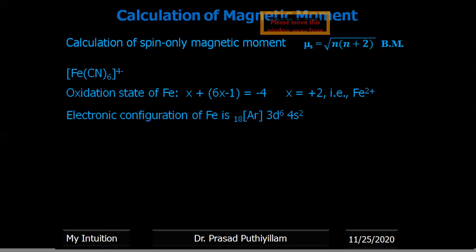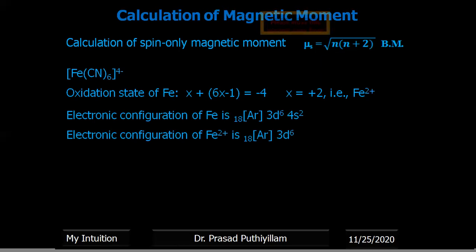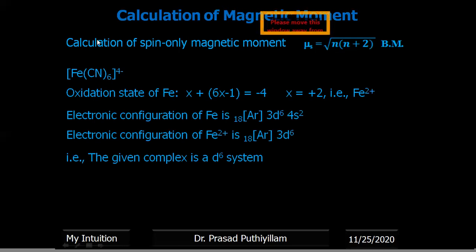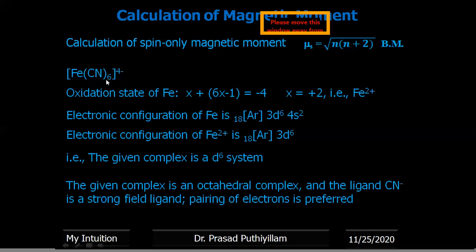The ground state electronic configuration of iron is 3d6 4s2. When it loses 2 electrons, it becomes the Fe2 plus ion. Therefore Fe2 plus is a 3d6 system. The given complex is a d6 system. Now, the nature of the ligand: cyanide is a strong field ligand. 6 cyanides are there, so it is an octahedral complex. The ligand is a strong field ligand.